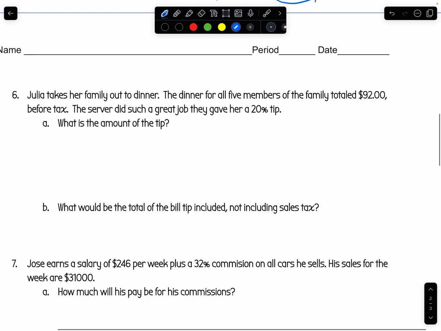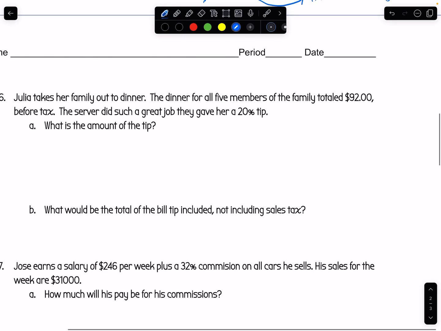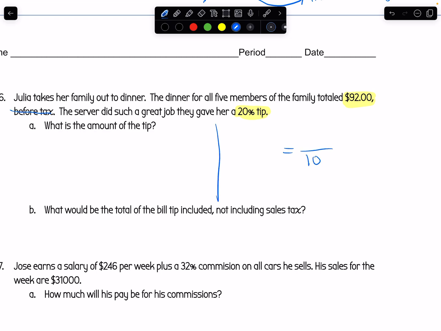Number 6. Okay, the dinner for all 5 family members was $92 before tax. Do I need to know the before tax? Nope, ain't got to worry about it, because they are only going to be paying the 20% tip on the $92. So if I were setting these up, my 100 is the full cost of the meal. My 20% tip, I do not know its cost.